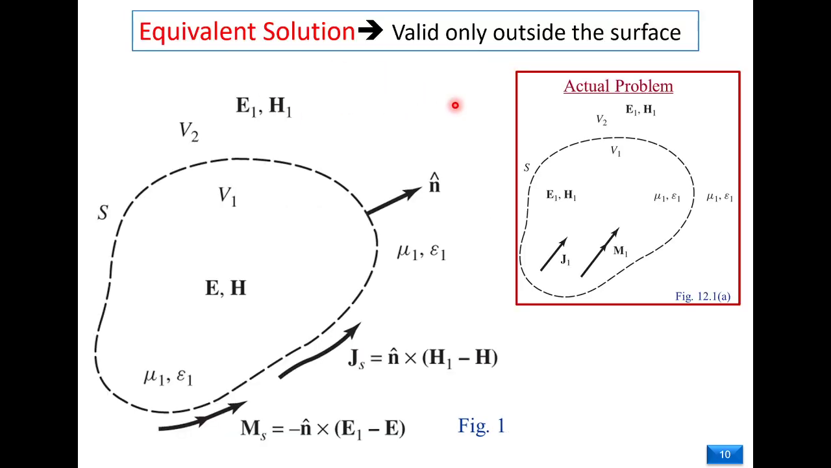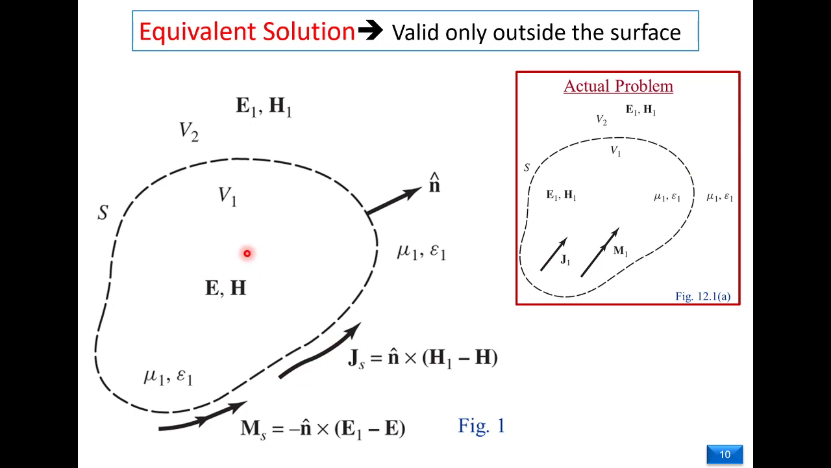The equivalence principle is saying that this actual problem is equivalent to this problem. So this is an equivalent problem. And we are saying that the field in volume 2 of the equivalent problem equals the field in volume 2 of the original problem under certain conditions, that the boundary conditions of the equivalence principle are satisfied. So this is the actual problem. This is an equivalent problem.